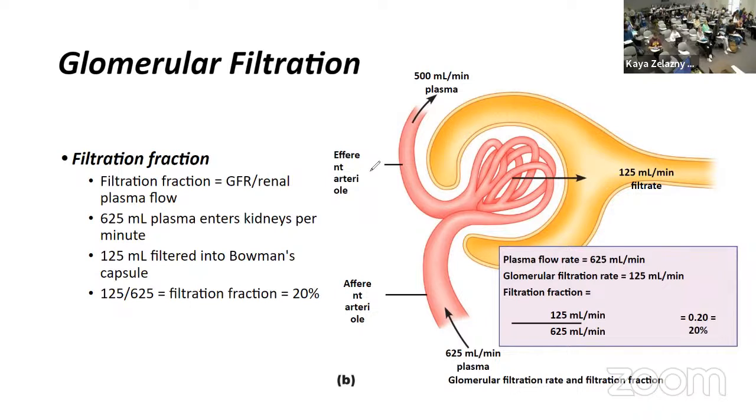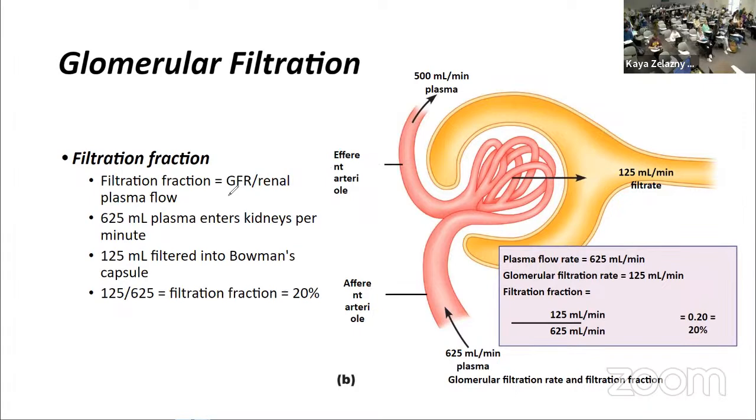So for our filtration fraction, we're going to take that glomerular filtration rate. That's what GFR is. You'll see this word a lot because we're going to have feedback loops and stuff involving GFR. So glomerular filtration rate, that was the 125 milliliters per minute on top, divided by the total amount of plasma coming to the kidney per minute, which was 625. That gives us about a 20% filtration fraction.